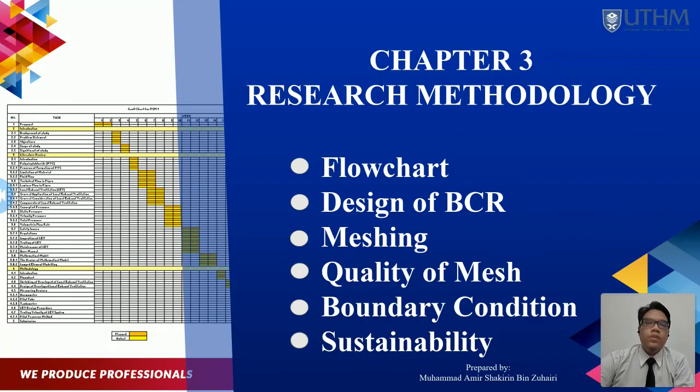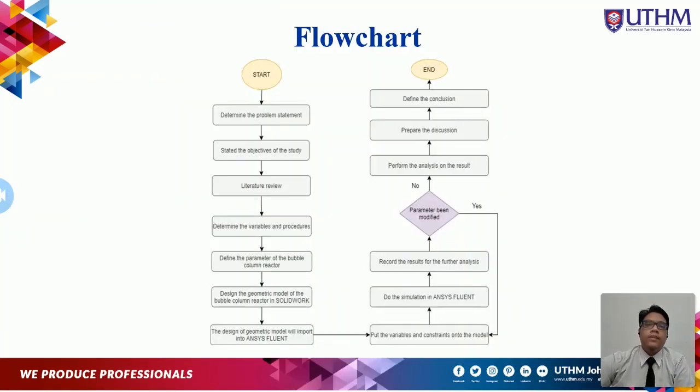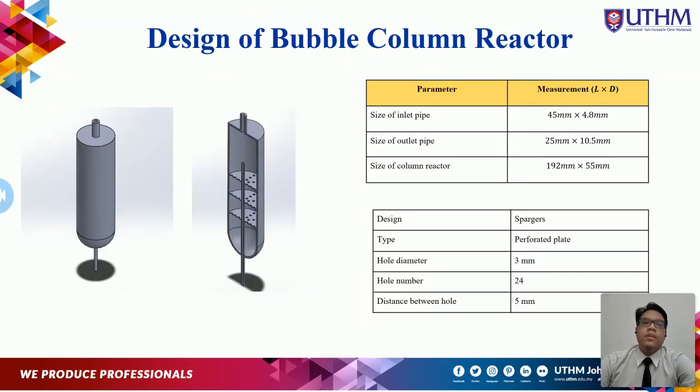And now we continue with chapter 3, research methodology. We consider the flowchart, design of the bubble column reactor, meshing, quality of mesh, boundary condition and sustainability. For the flowchart, this is the flowchart of this study that explains the process in detail from beginning to end. So, the design of the bubble column reactor.